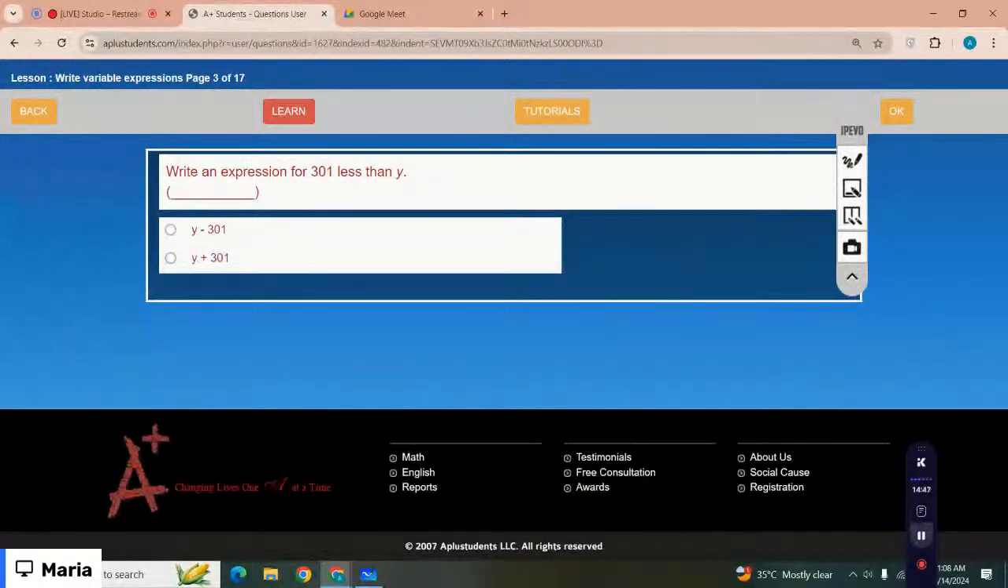The next one is write an expression for 301 less than y. So which is the correct option? Yes, you have to subtract. Option number 1 is the correct option. y minus 301 is the correct option.